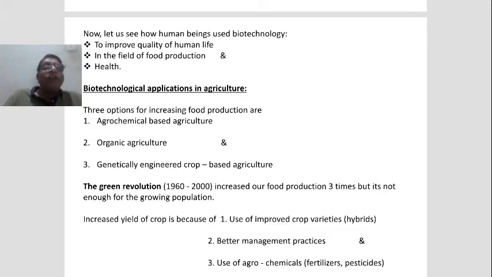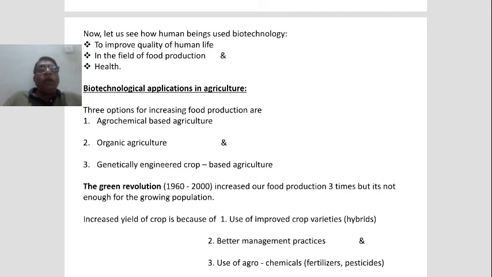Cholera vaccine is there. Many polio virus vaccines are there. All these improve the quality of human life. So this is how man is able to make use of biotechnology.